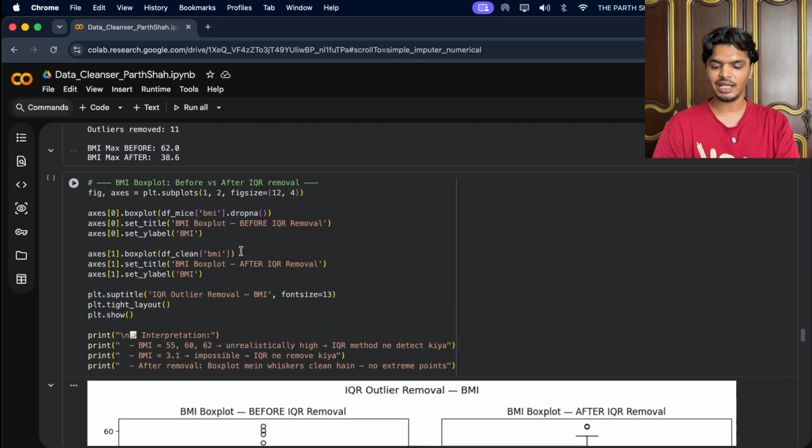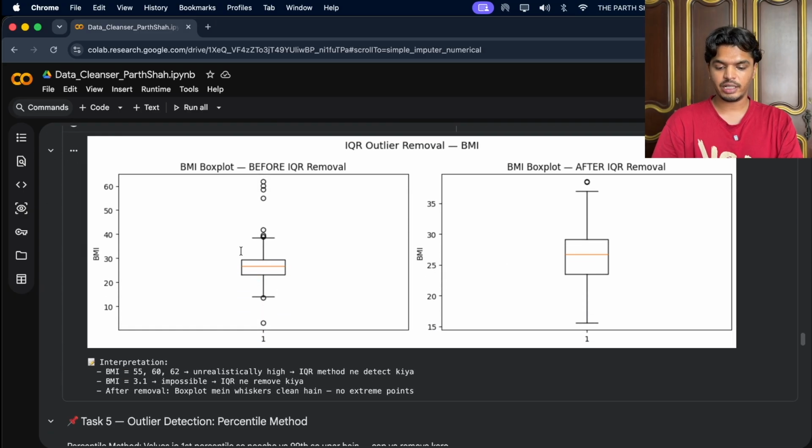The box plot on the left side shows extreme dots above and below the whiskers. Those are our outliers. The box plot on the right, after removing them, has clean whiskers with no extreme points. BMI values of 55, 60, 62 and 3.1 are gone.